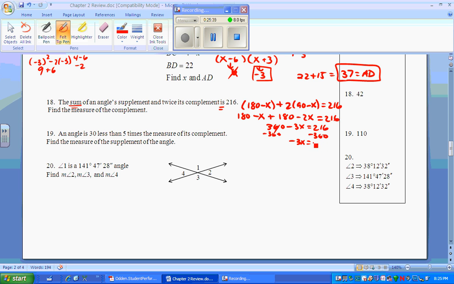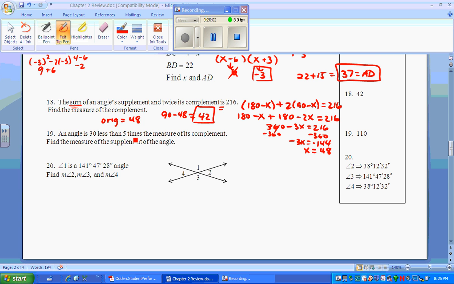Subtracting the 360, negative 3x is now equal to negative 144. Divided by negative 3, negative divided by negative becomes positive, so that's 48. Find the measure of the complement. Well, if the original angle equals 48, the complement is 90 minus 48, which ends up equaling 42 degrees.